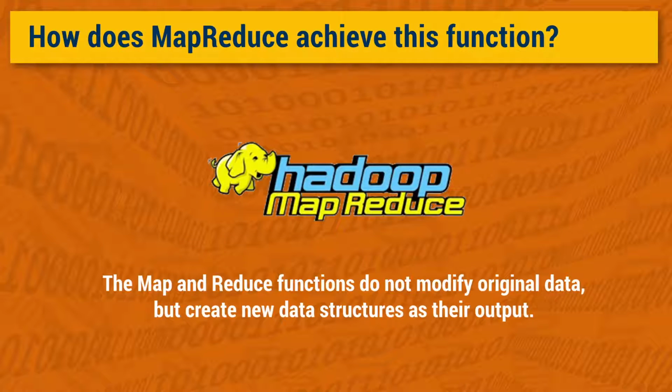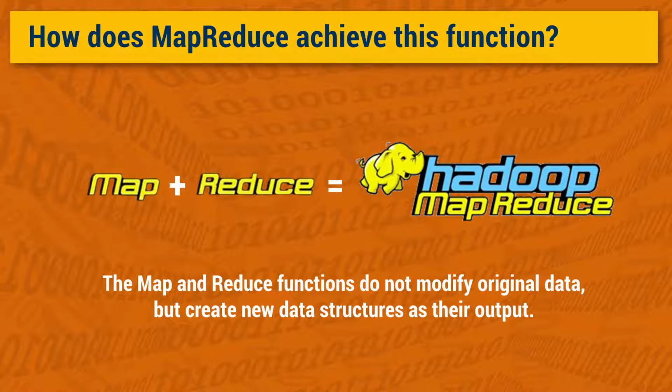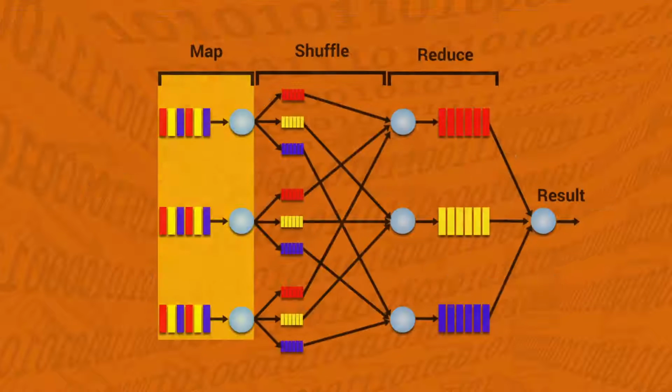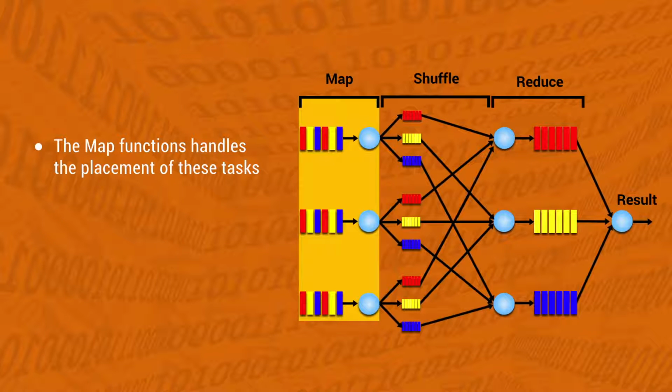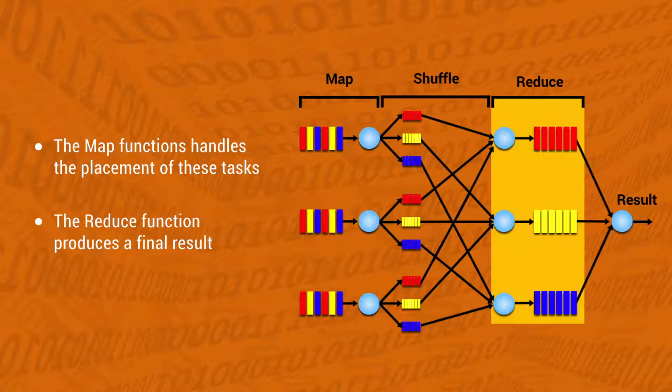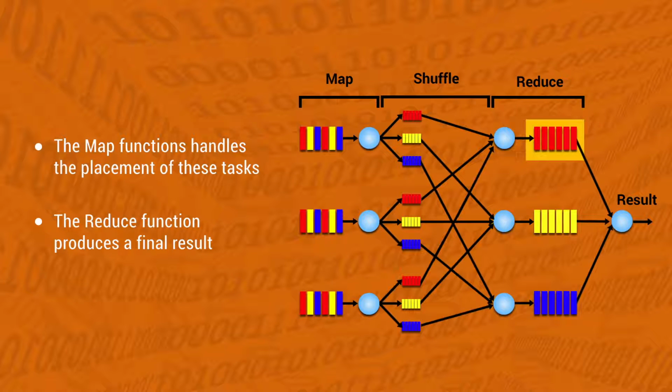The MapReduce model is a combination of two capabilities in existing functional computer languages, map and reduce. The map component of MapReduce distributes a job's tasks across a large number of systems. It also handles the placement of these tasks in a way that it balances the load and manages recovery from failures. The reduce component aggregates all the elements back together to provide a result. The map and reduce functions are a good choice for big data, as they do not modify the original data but create new data structures as their output.